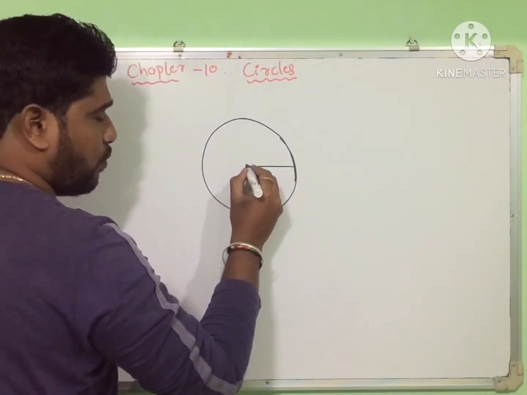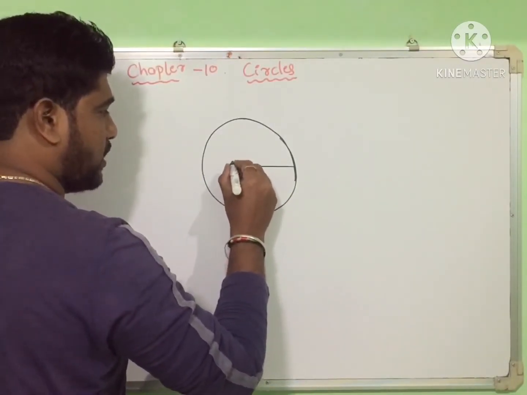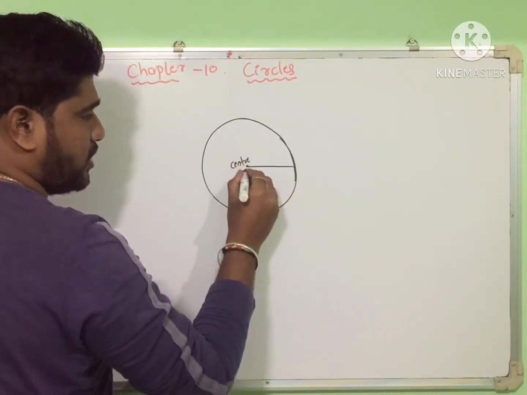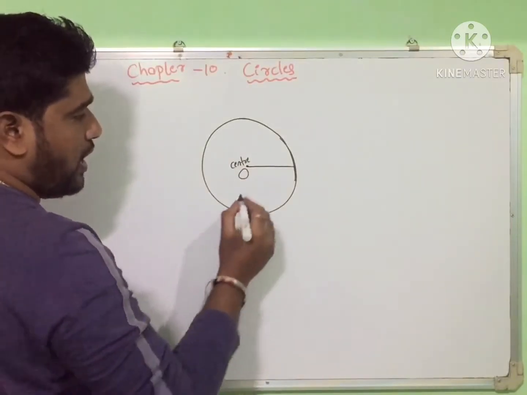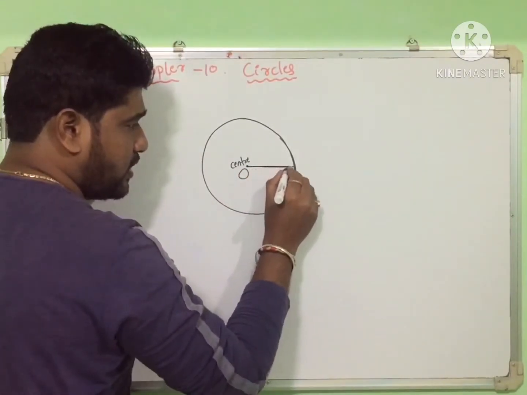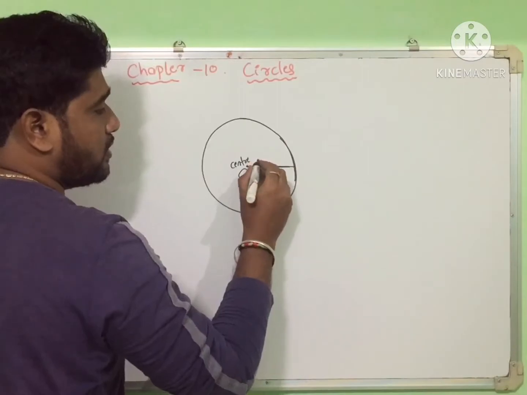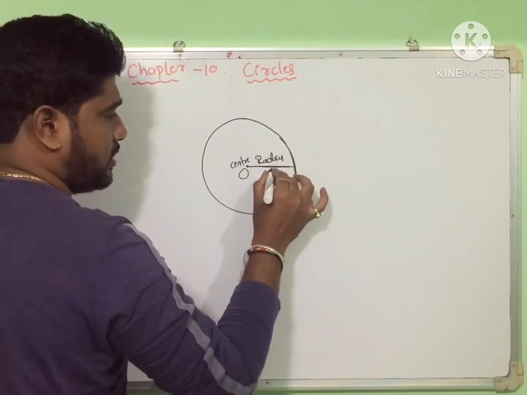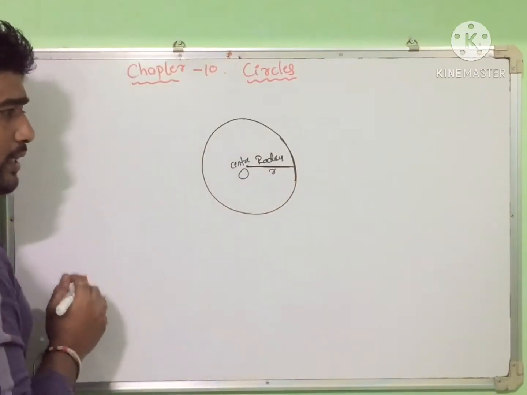This fixed point is called the center of the circle, and it is denoted as O. And this fixed distance is called the radius of the circle, and it is denoted as small r. Is it clear?